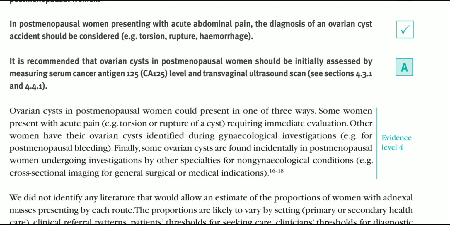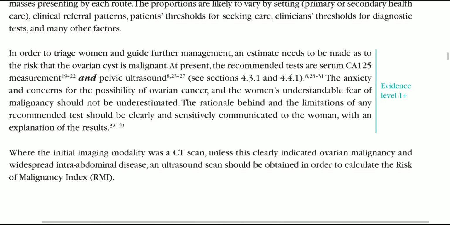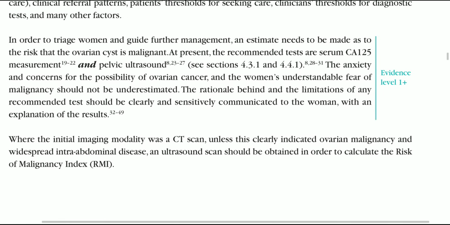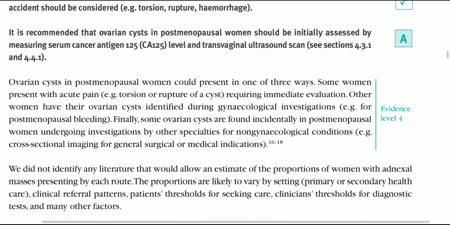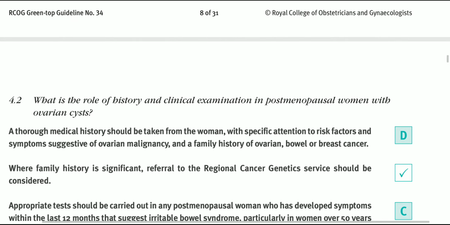So in the first case, in case of emergencies; secondly, in case of gynecological management, when she is undergoing gynecological investigation; and thirdly, for non-gynecological investigations. And the same things are written in these paragraphs. No need to study these in detail.